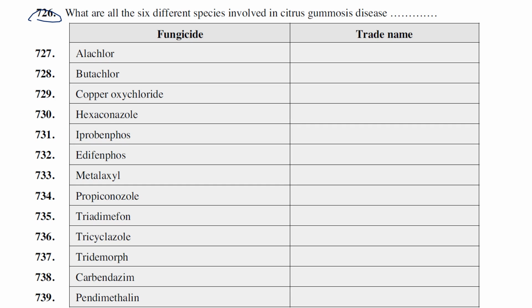What are all the 6 important species which are causing citrus gummosis? Generally, citrus gummosis we study at UG level. At PG level also we study one pathogen, that is Phytophthora citrophthora. Other species also there: Phytophthora parasitica, Phytophthora palmivora, P. cactorum, P. syringae, P. hibernalis. These are all the 6 species of Phytophthora responsible for citrus gummosis. Let me tell once again: citrophthora, parasitica, palmivora, cactorum, syringae, hibernalis.